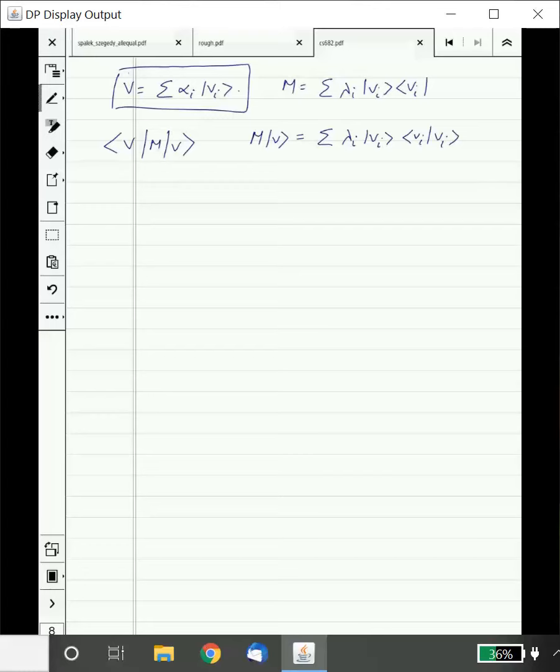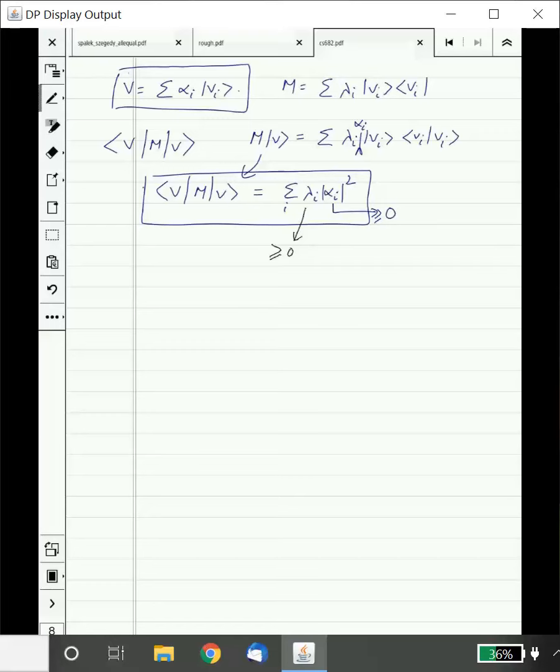Now from this, calculate v*Mv. This is going to be the summation over i of lambda_i alpha_i squared. So we exactly know what v*Mv is. These alpha_i squares are greater than or equal to 0, and I know lambda_i is greater than or equal to 0, which implies v*Mv is also non-negative. So one direction is proven.